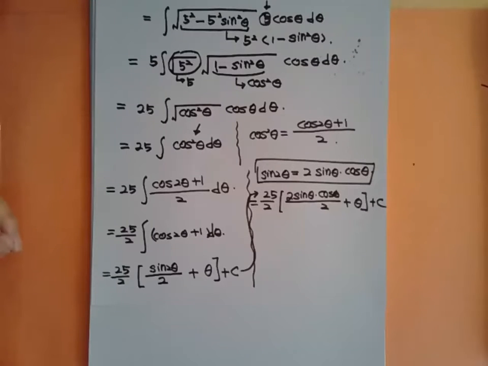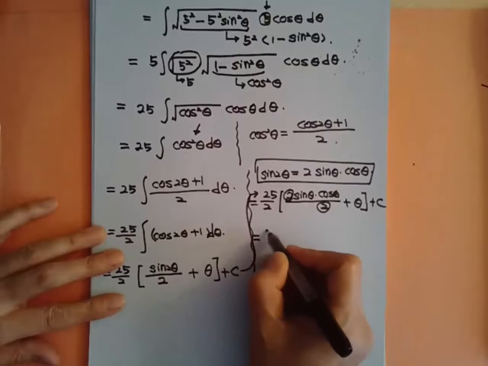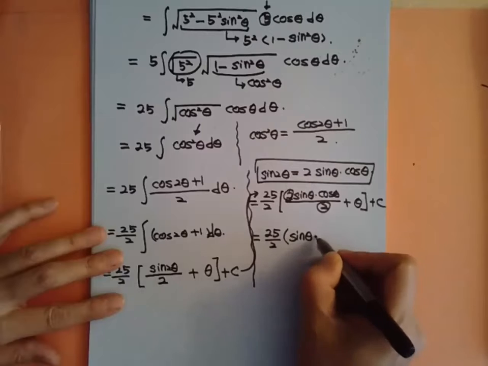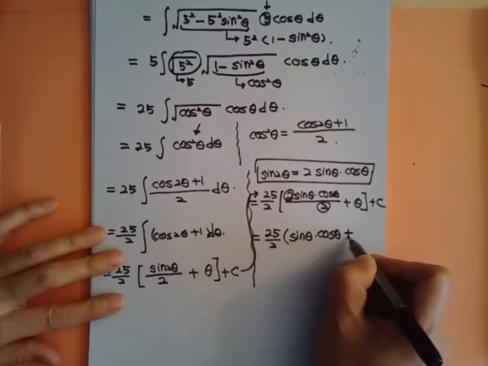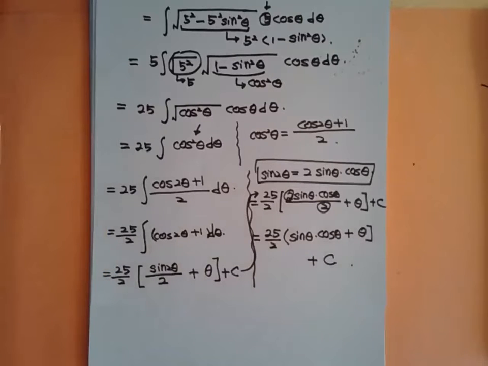Any questions so far? So this 2 and this 2 will cancel each other. And then we have 25 over 2 sine theta times cosine theta plus theta plus c. So the format of the problem is somewhat similar to the problem you worked out yesterday. So the last step is we have to replace theta by x-related expression.